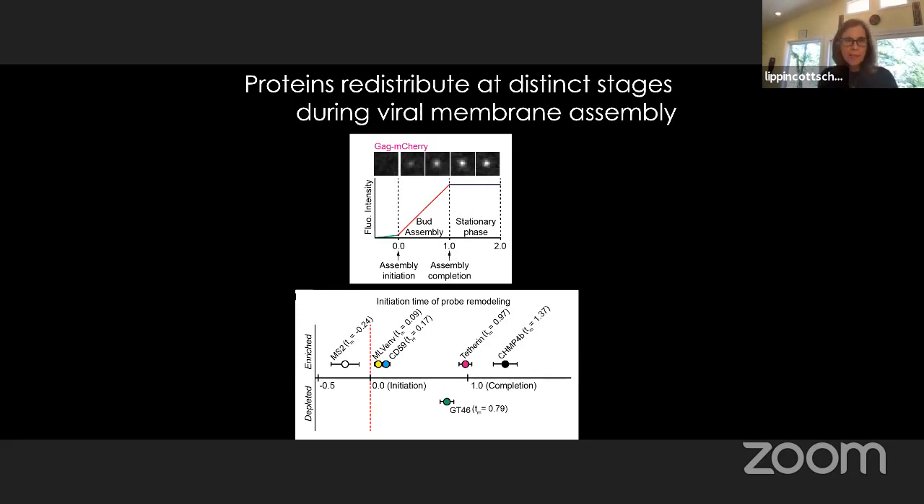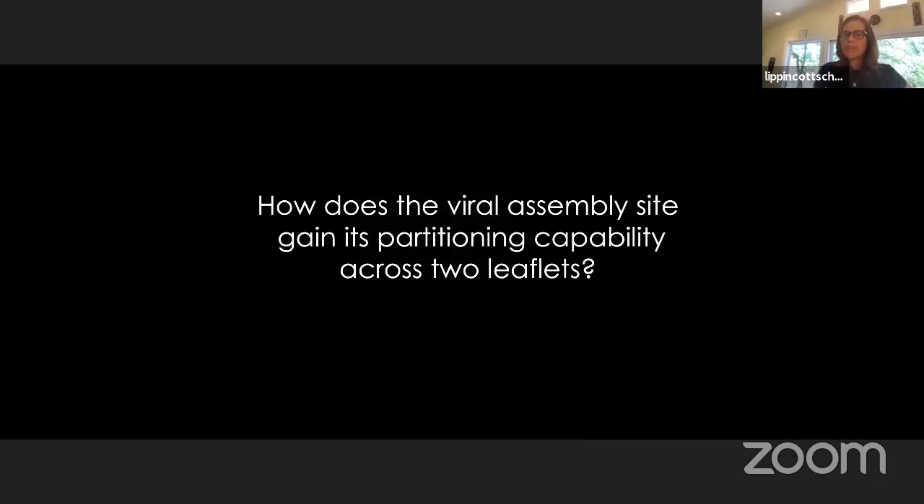So that was exciting because it led us to start thinking about there being different things happening throughout this process in that viral membrane that give differential affinity for different proteins that want to be in an ordered domain. So one of the questions it leads to is how does the viral assembly site gain its partitioning capability across two membranes? So it's not only the inner membrane that is interacting with GAG, that sorts proteins.